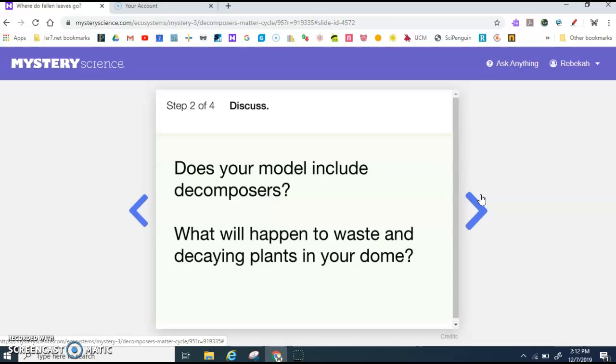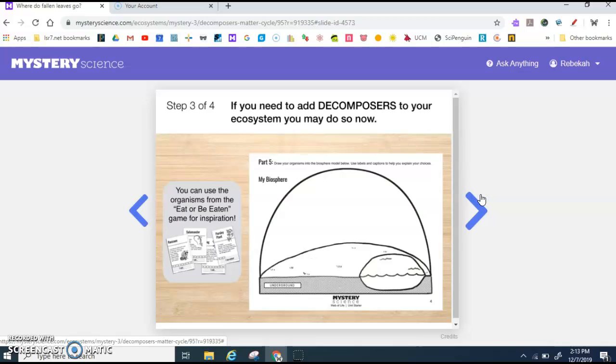And there's a question on this page that says, what will happen to waste and decaying plants in your dome? Well, 5th graders, if we don't have any decomposers, our waste and decaying plants are going to pile up, and it is going to be gross and stinky in our dome. So right now, I want you to look at your model, and I want you to add decomposers to your ecosystem. Here's a reminder. Decomposers are mushrooms, bacteria, worms, mold.